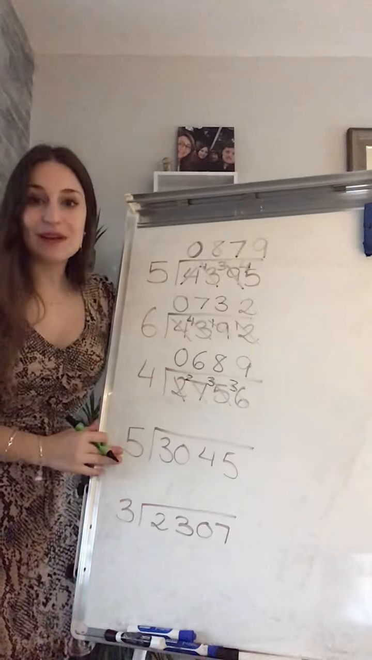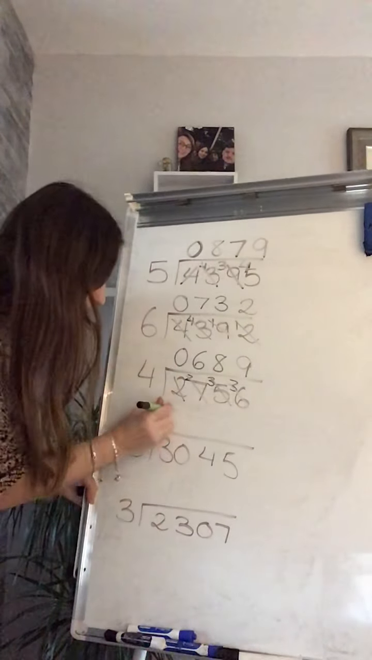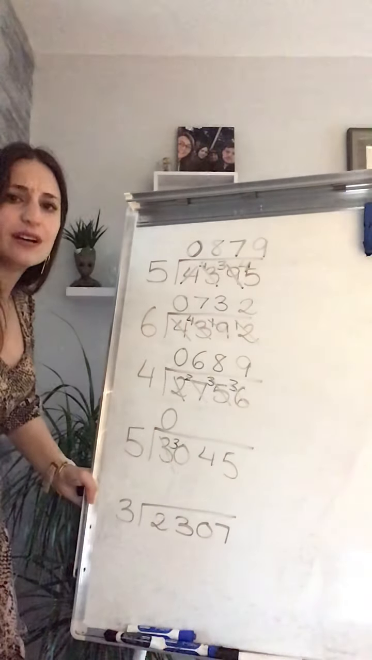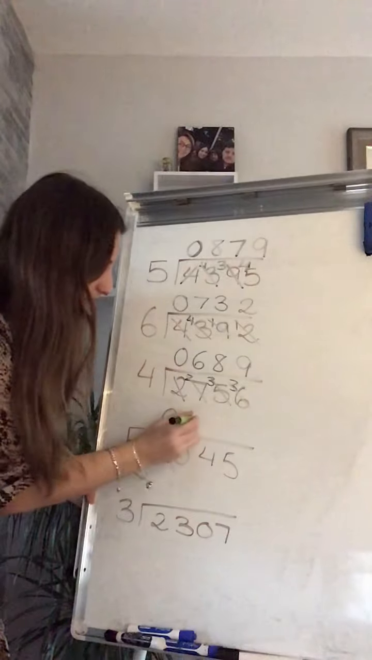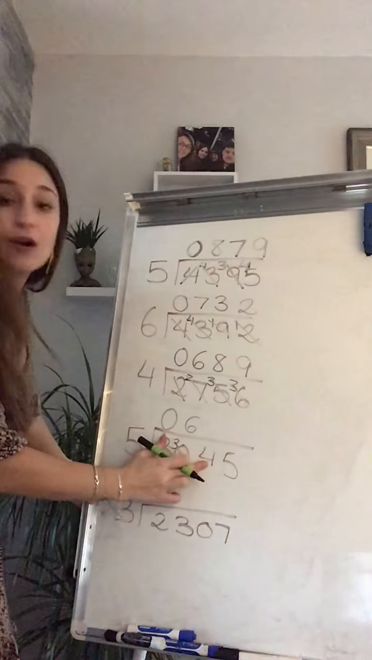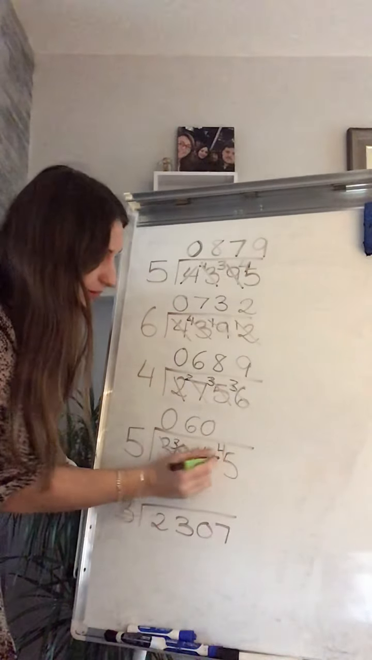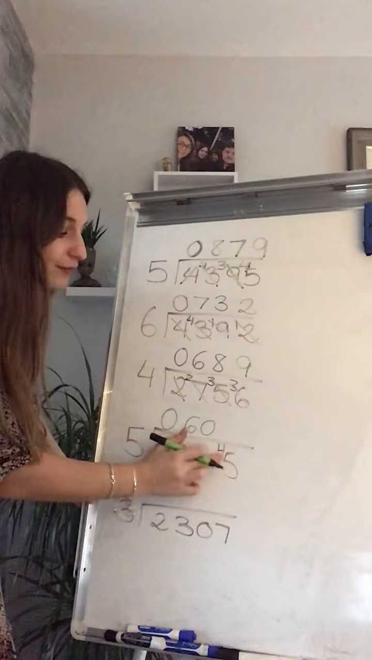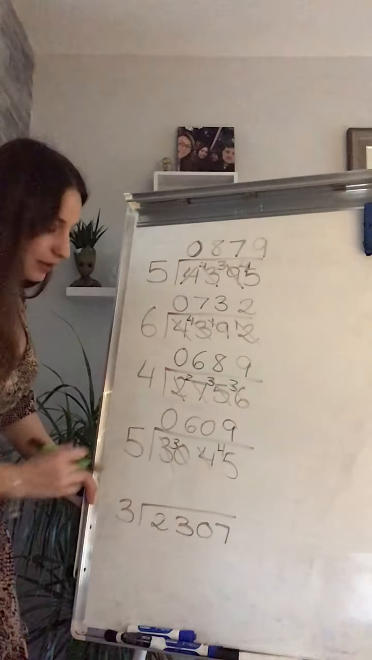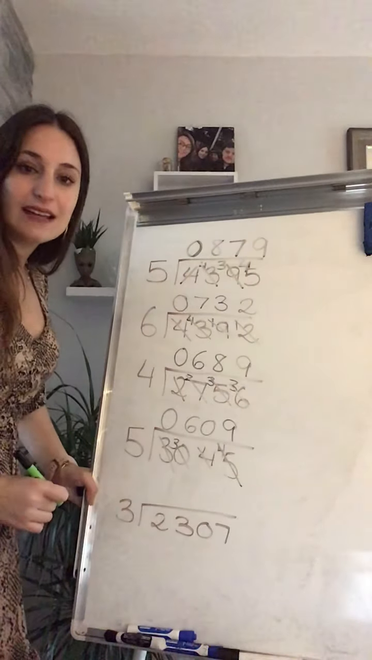Let's go for my next one. 3 divided by 5. Well, I cannot do that. So 0, and I carry this 3, and I make a lovely 30, which is on my 5 timetable. 6 times 5 is 30. 4, I cannot do that, can I? So a 0, and I carry my 4, and I have now a 45. 9 times 5 is 45. 609.